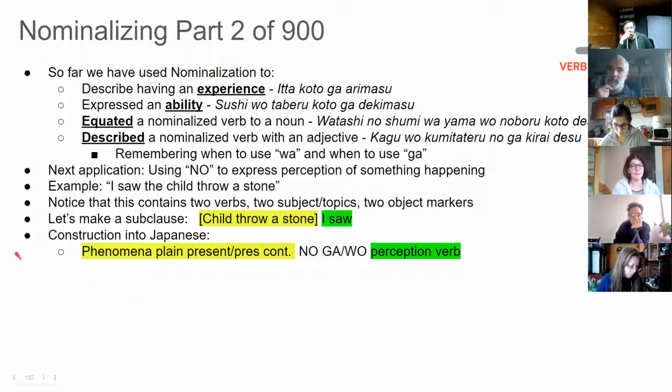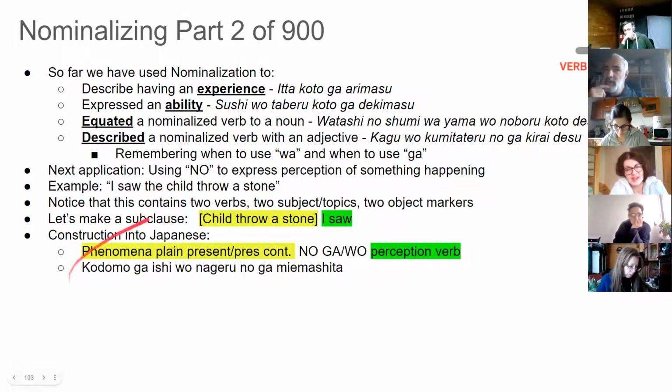Everybody okay so far with this construction? You need to write this down if you don't already have it, but I think you've already written it down. Right. So the answer to this one, I saw the child throw a stone. You'll see that this subclause is in the plain present tense. Kodomo ga ishi o nageru. Keep this in the present tense. No ga miemashita. So the past tense of this sentence is being made by the miemashita.